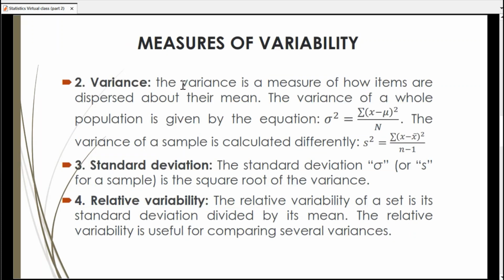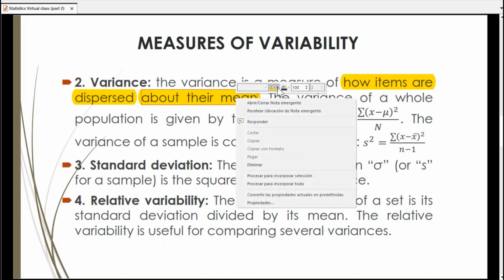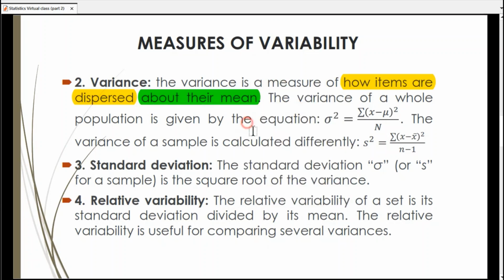Then we have the variance. The variance is a measure of how items are dispersed about the mean. Look, how items are dispersed about their mean. This is what I was telling you. Here we're actually interested in knowing the distances from the mean. That is our real interest here.